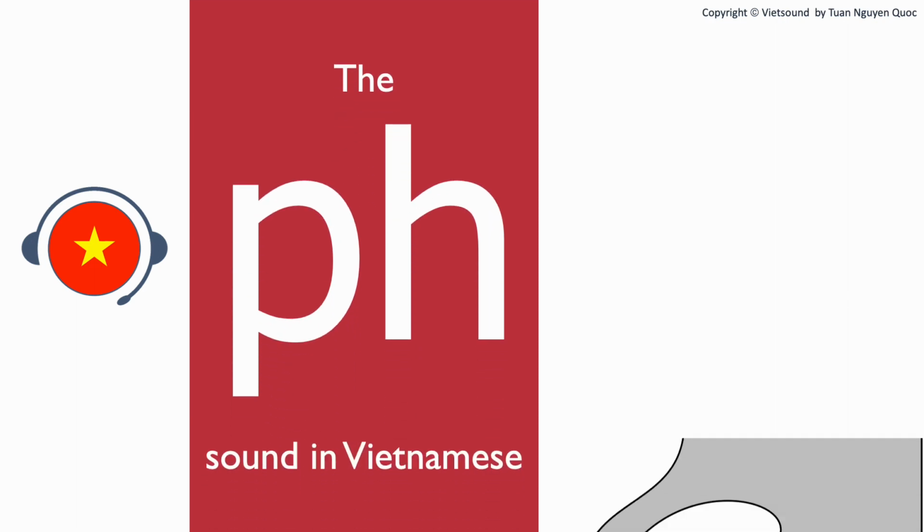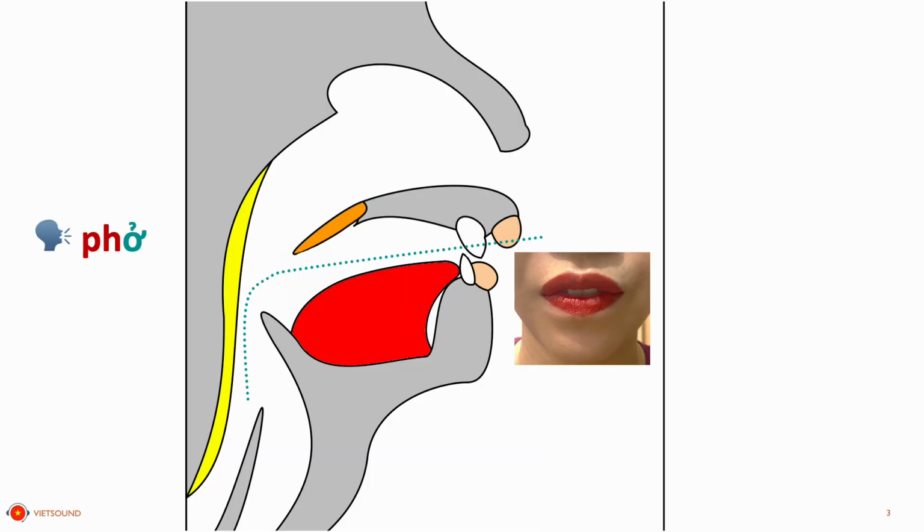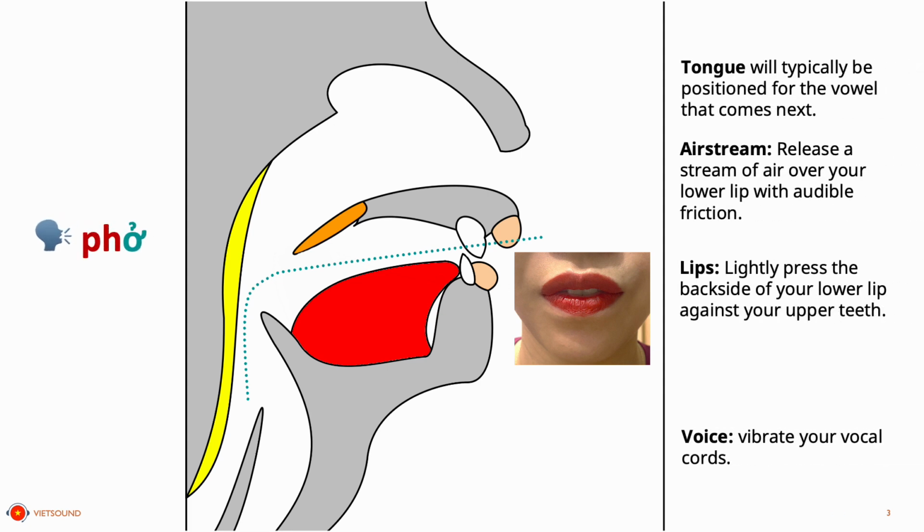Today we're going to talk about the F sound. So are you ready? Let's get started. The F sound always occurs at the beginning of the word, like in the word "phở". Now let's see how to pronounce the F sound.